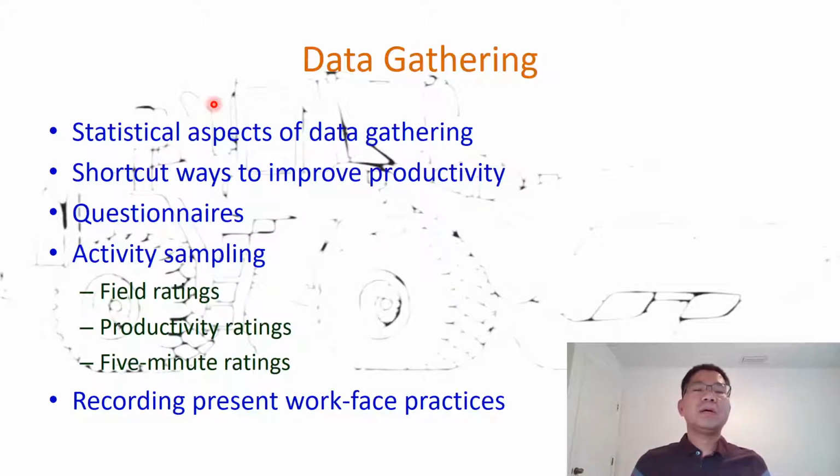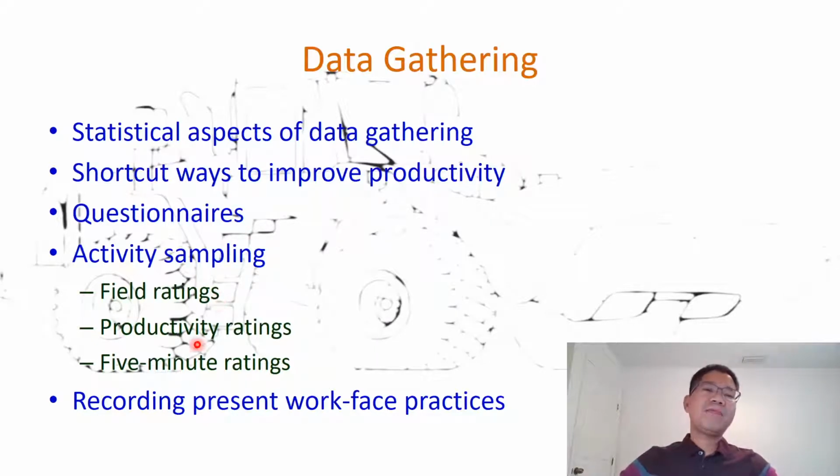And then the other technique for data gathering, we call activity sampling. And for activity sampling, it can be field ratings, productivity ratings, or 5 minute ratings. And that is all in the readings for today's class that you can find on Canvas. We have 2 chapters to read that discuss this in very much detail. And then of course, recording present work practices, video recording, to see how it goes.